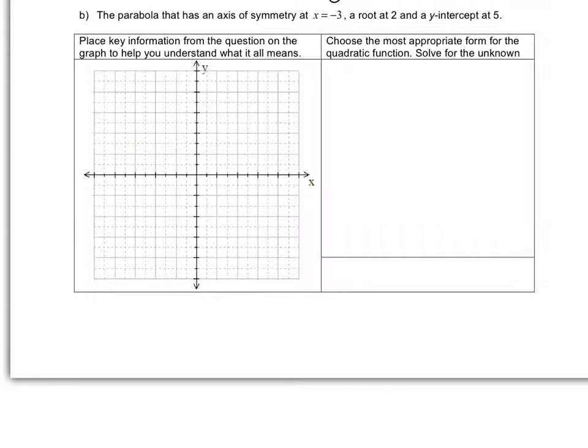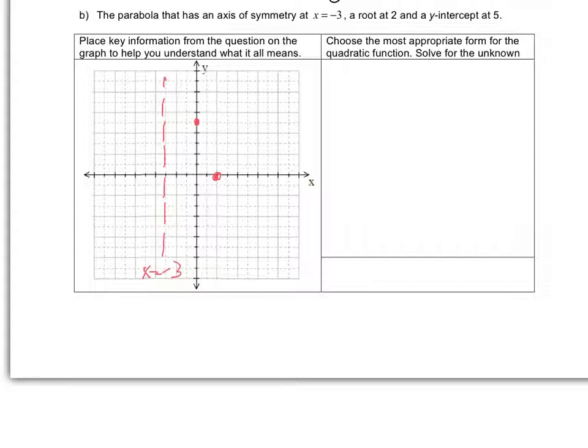All right, let's try this last question. It says the parabola has an axis of symmetry at x equals negative 3. It has a root, which I could also say a zero or an x-intercept at 2, and it has a y-intercept at 5. See if you can figure out what to do with this information and place it on the graph below.